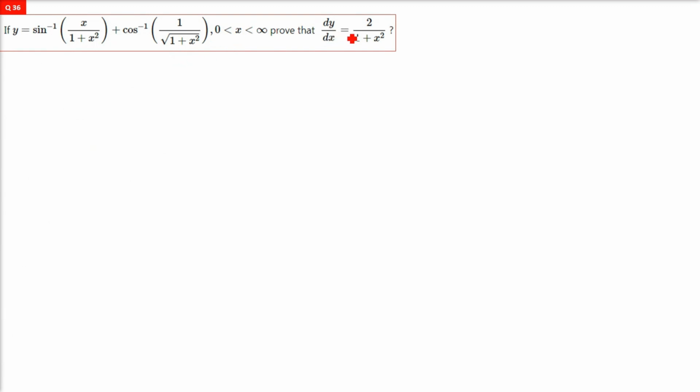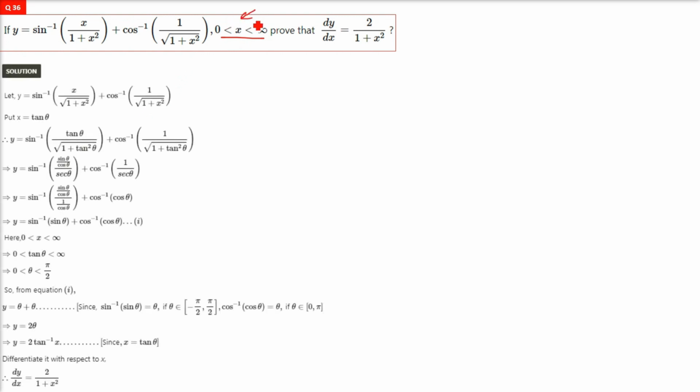So dy by dx we have to prove it to be 2 by 1 plus x square, where x is between 0 and infinity. So you know by now how to check this. I will directly do the solution without checking the range of x from 0 to infinity, because you know sin inverse sin theta will give you theta only between minus pi by 2 and pi by 2. Cos inverse cos theta will give you theta only when theta is between 0 and pi.